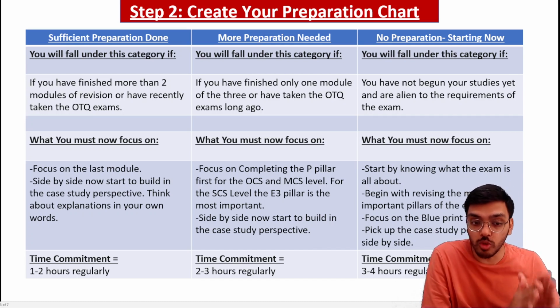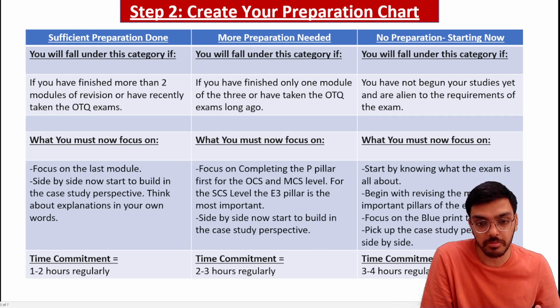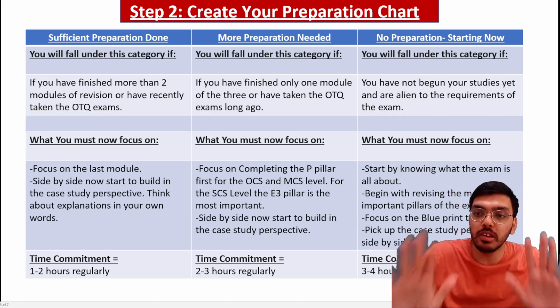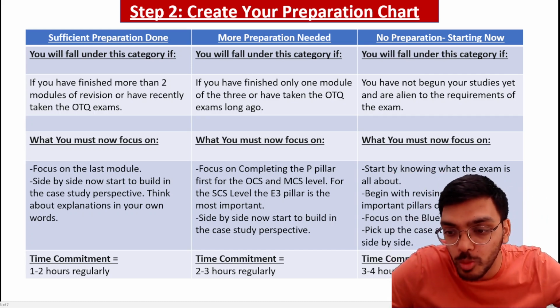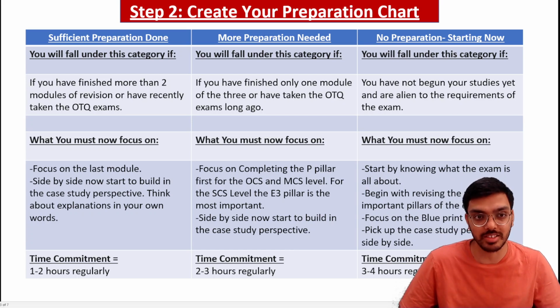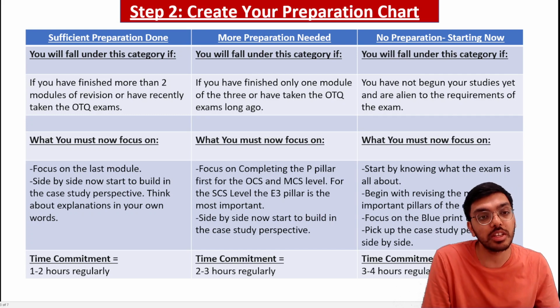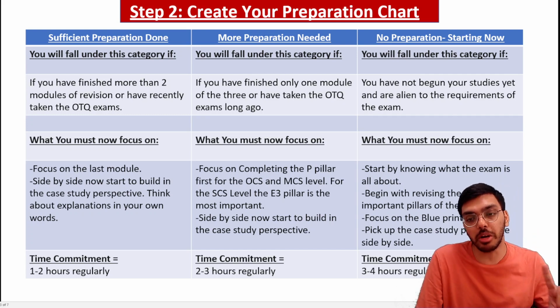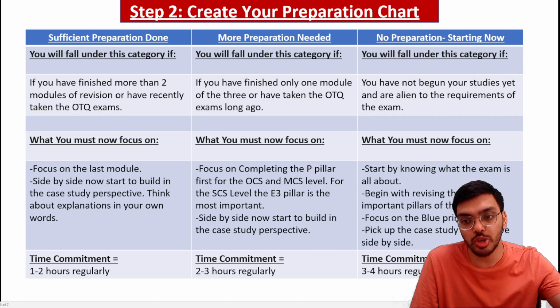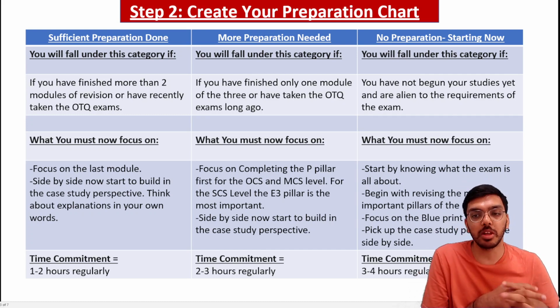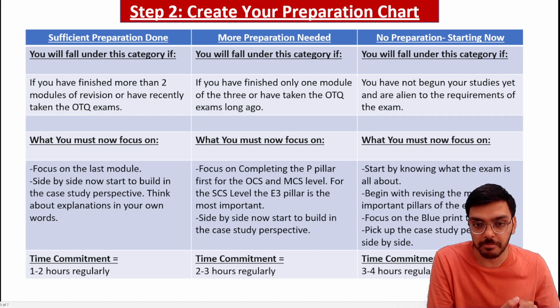Remember that revision is only one part of this exam. Till the date of your exam, if you only focus on revision, you cannot do well on this exam. It's as simple as that. So revision is only one small part of this exam. So sufficient prep done if you have finished 2 modules 1.5 months before the exam.